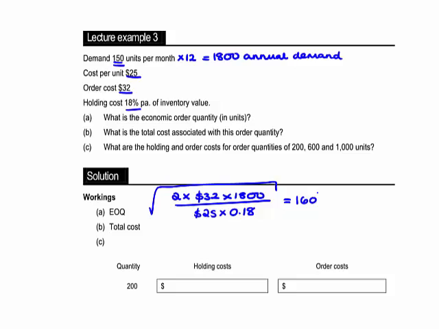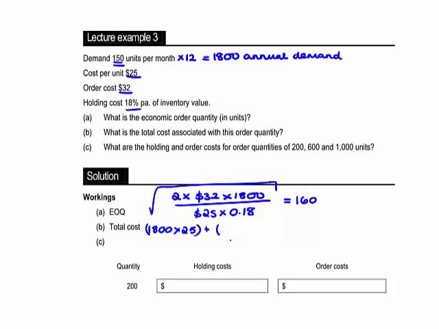160 units is the economic order quantity, and that's the best quantity to order to minimise the holding costs and to minimise the ordering costs. What are the total costs associated with this order? Well, for our total cost then, we've got our purchase costs of $25 per unit for the year.